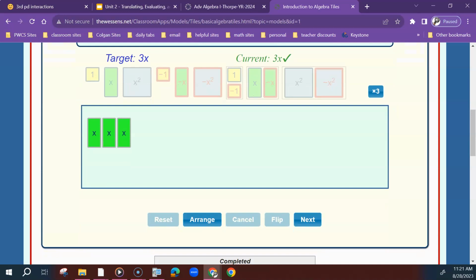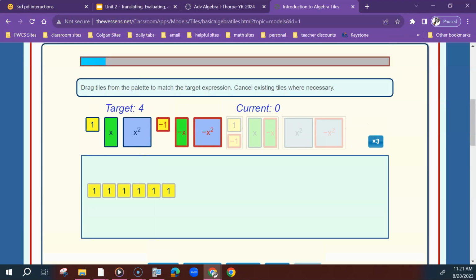Okay, let's do another one. So now we have 6. We want to get 4. How many zero pairs are we going to make to get 4? We're going to put in 2 negatives, yes. So again, you would put out 6 positives, put 2 negatives, and then the zero pairs, you move those off to the side. They have disappeared, they are trash, not actually, but in this case, that's what they would be. Let's try it again.